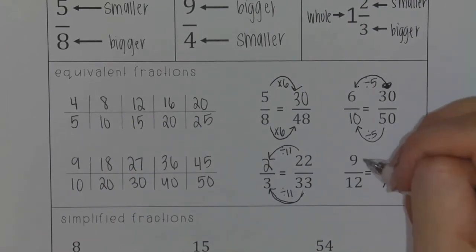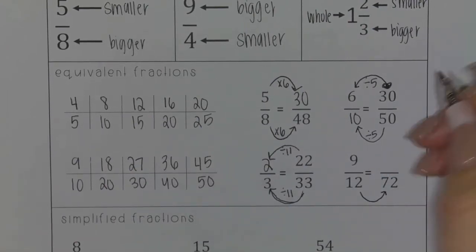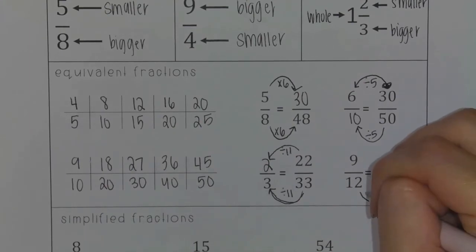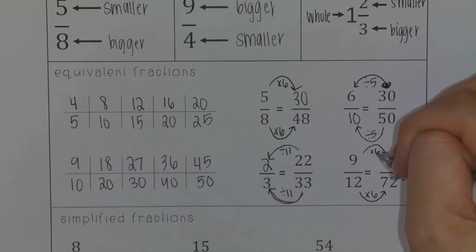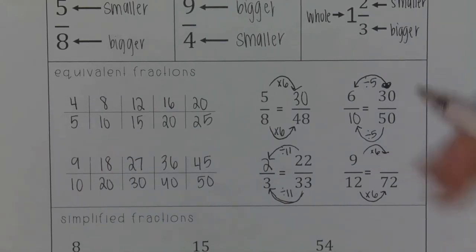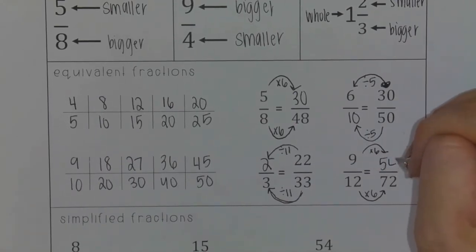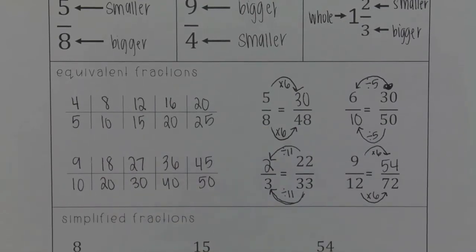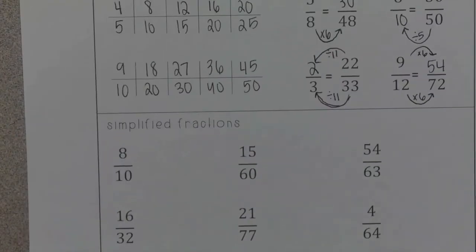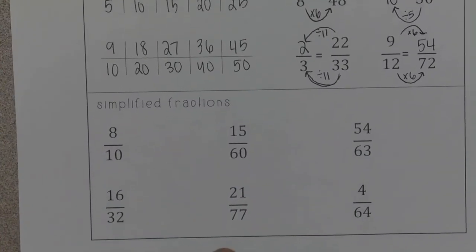Last one down here, I see a relationship between 12 and 72. That would be 12 times 6 gives me 72. So what I do to the bottom, I have to do to the top. So 9 times 6 gives me 54. Okay, again, that's just building equivalent fractions. Two different ways to do it. We can build a ratio table, or we can look for those scale factors. And then we can also simplify fractions.